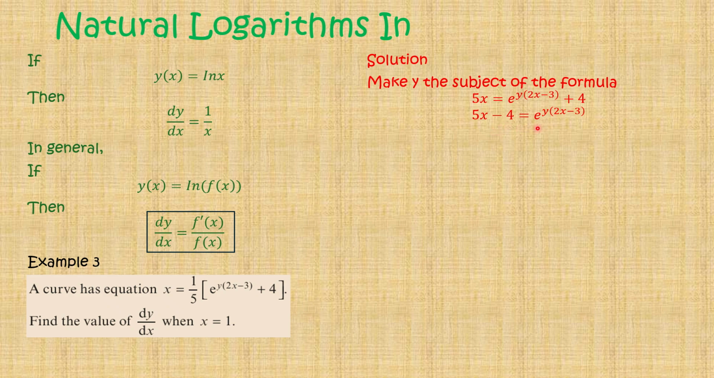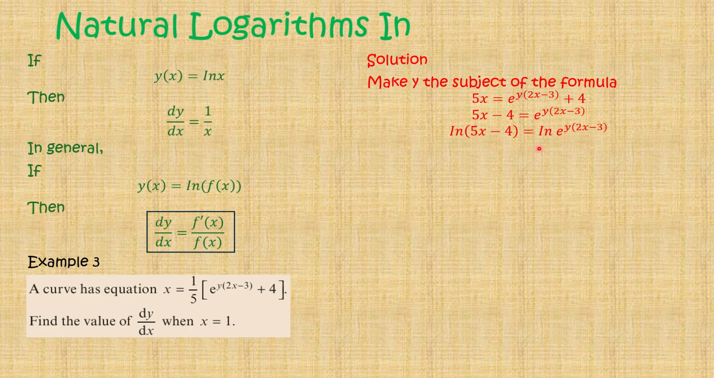Then we see also that we have an exponent on the right-hand side. The best way to deal with an exponent would be to introduce the natural log. So whatever we do on the right-hand side, we must do on the left-hand side. So we introduce the natural log on both sides. And that's how we would introduce the natural log.